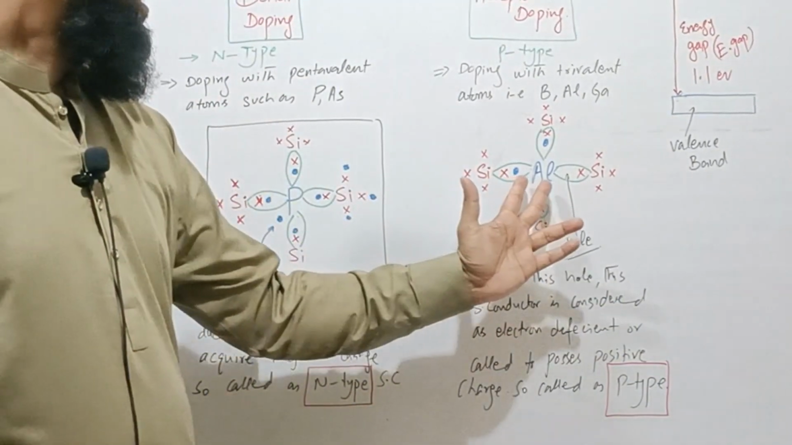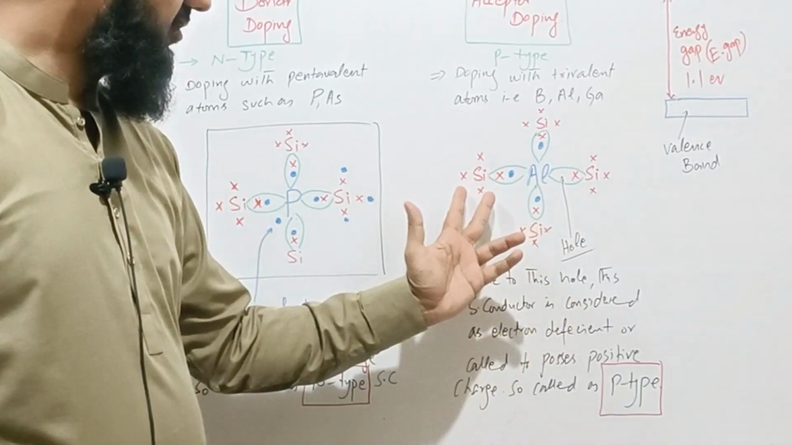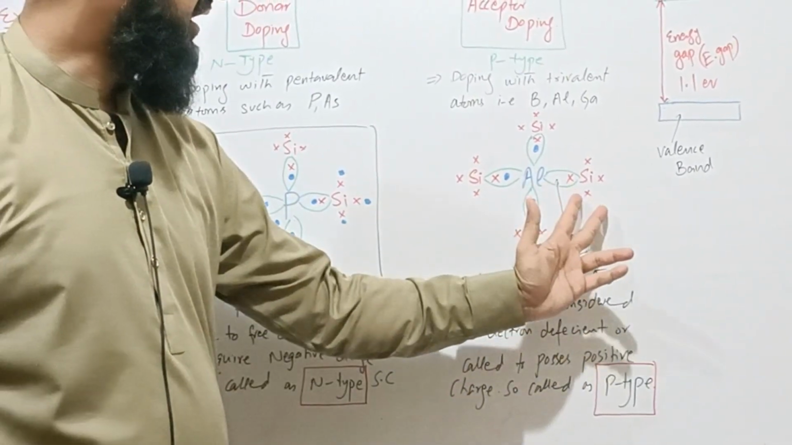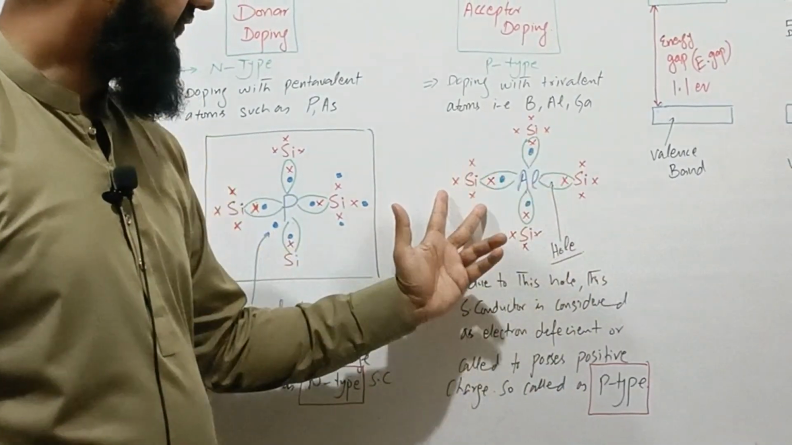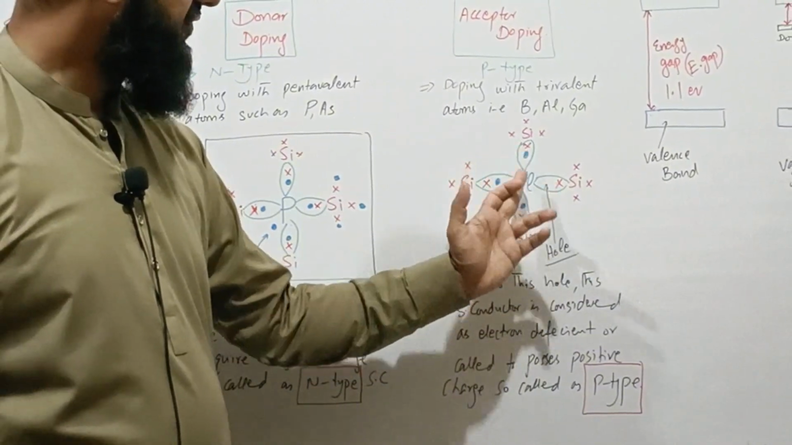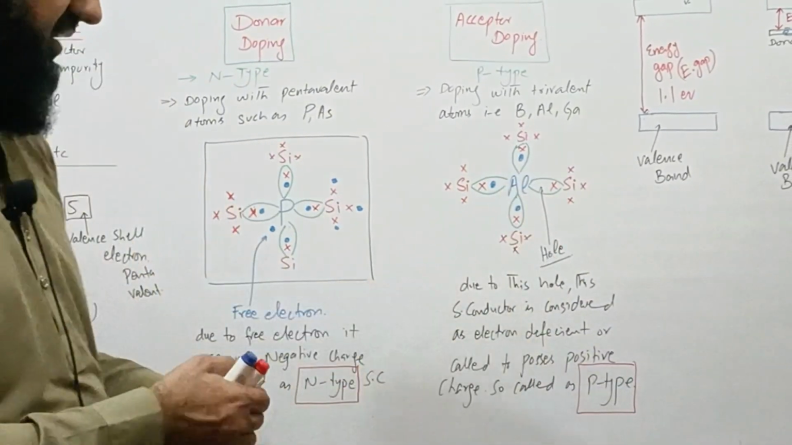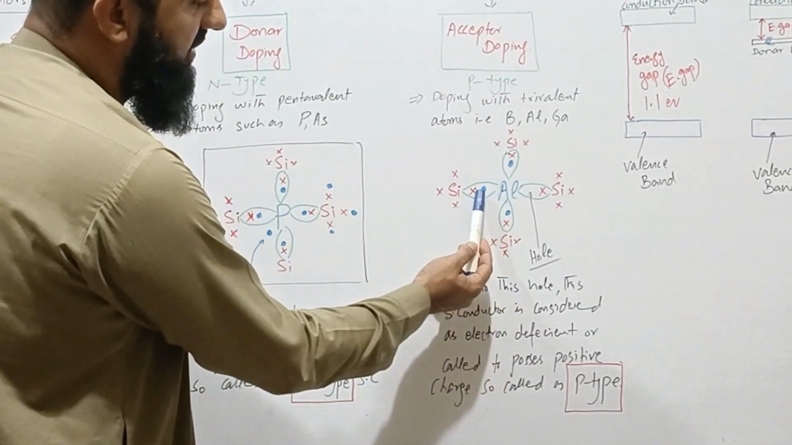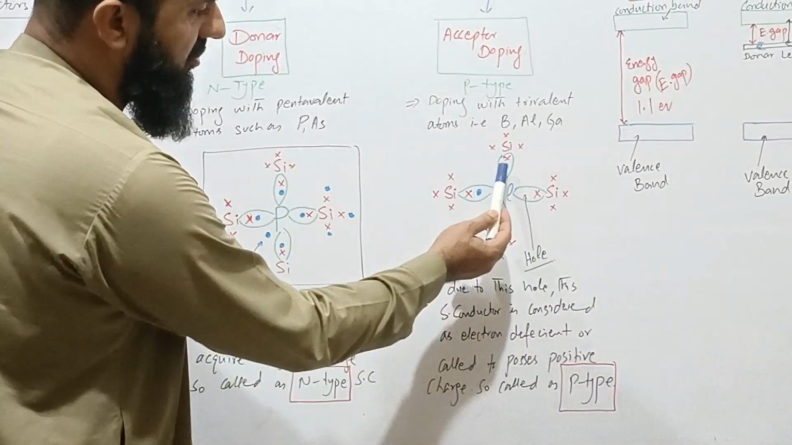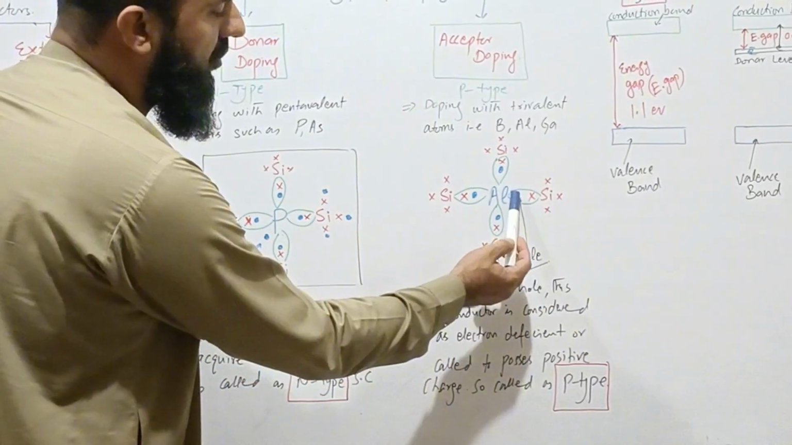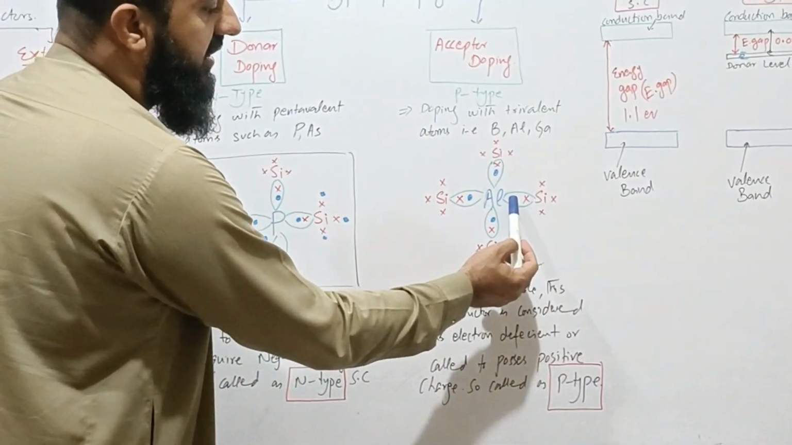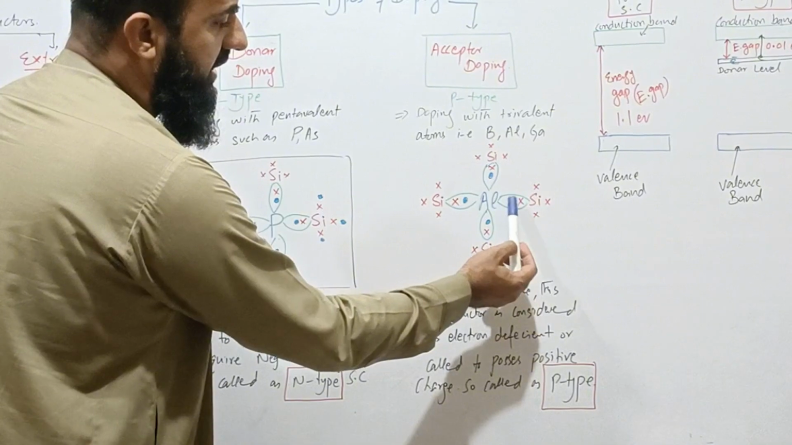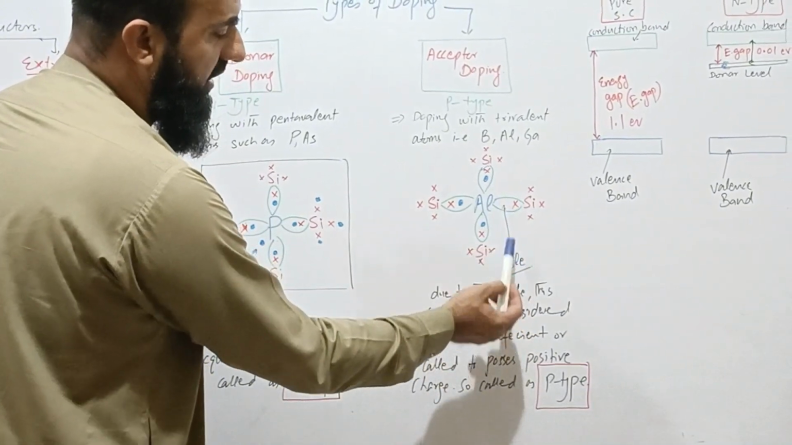And when aluminium is mixed with silicon, then 4 of the electrons of silicon form bonds with 3 of the electrons of aluminium. Let's see. These are the 3 valence electrons of aluminium. These electrons form bonds with this silicon, and the 4th bond of silicon and aluminium contains a hole.